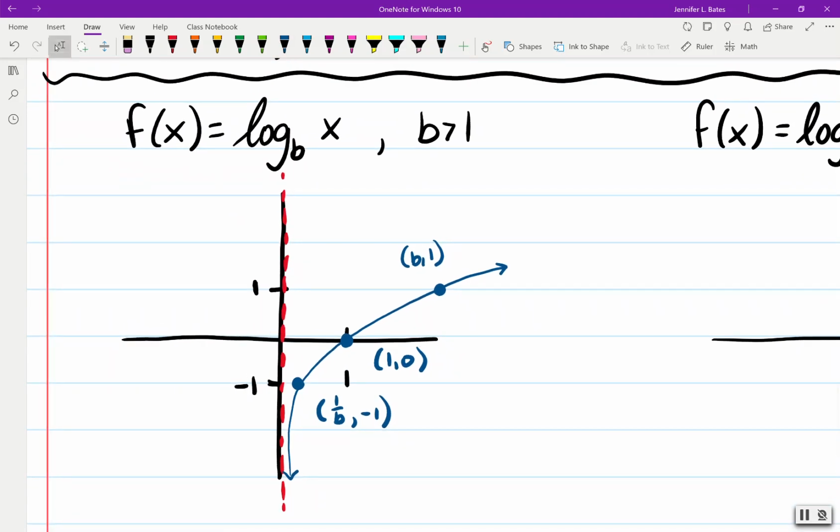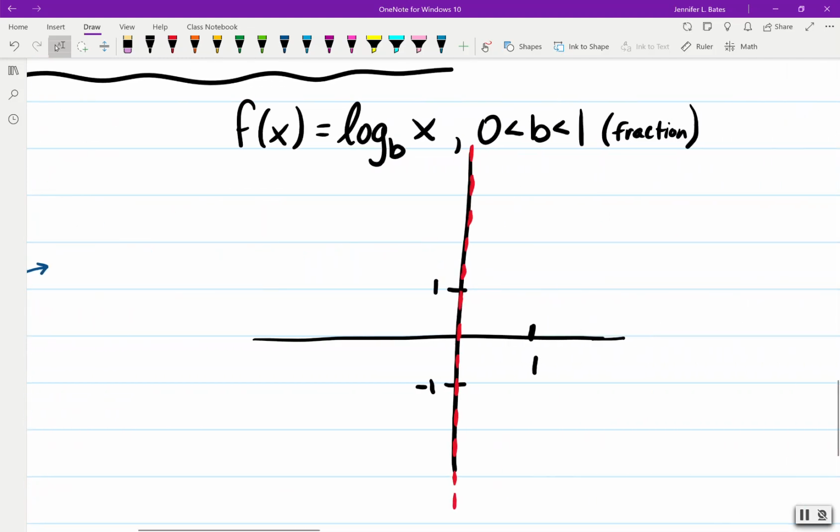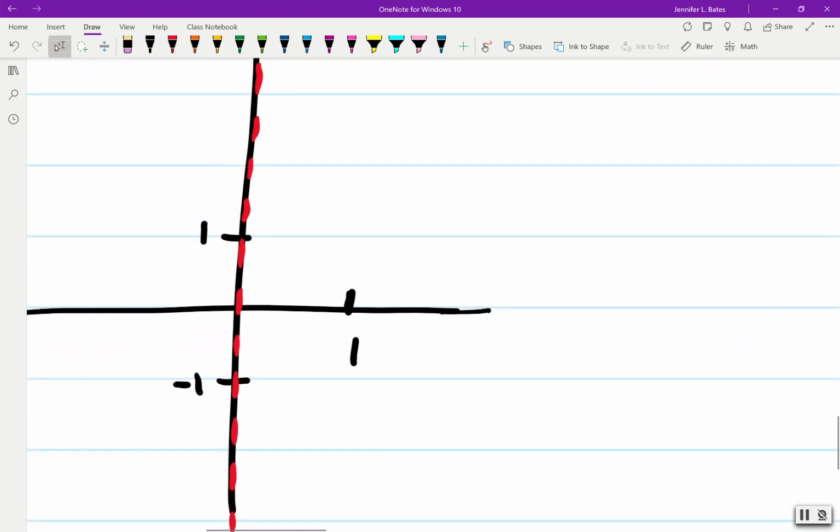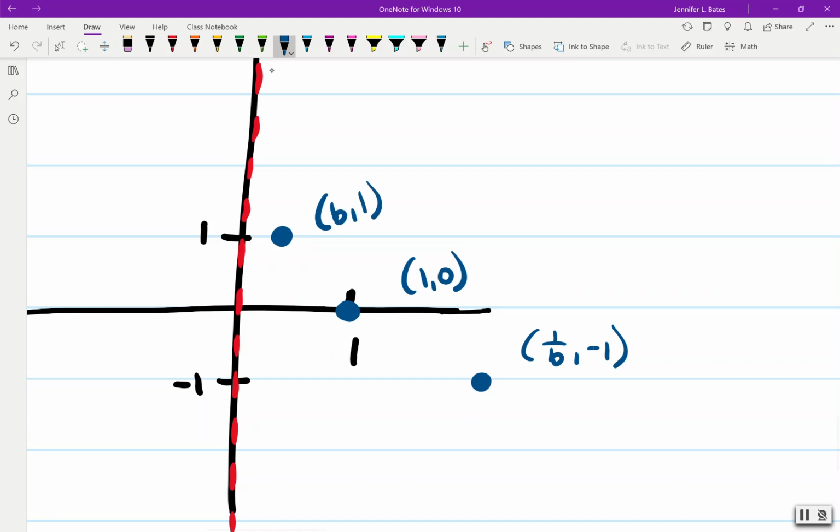Okay, let's look at what if b is a fraction. So if b is a fraction, when we come over to this graph, (1 over b, negative 1) is going to be out here. (1, 0) will be here. And (b, 1) will be here. We're going to draw it like the rounded edge of a corner of a piece of paper.